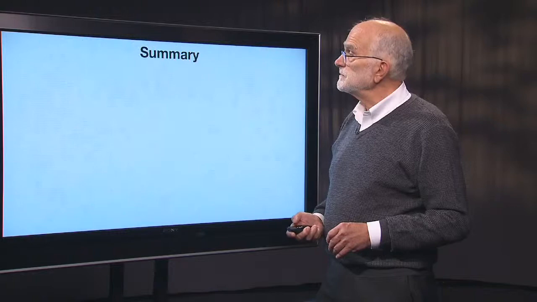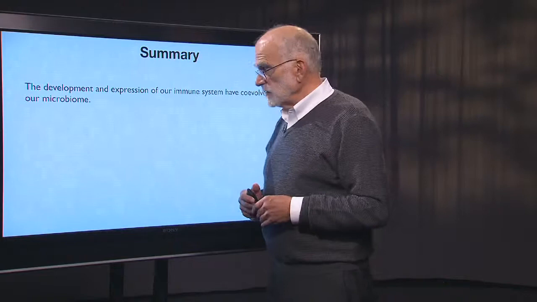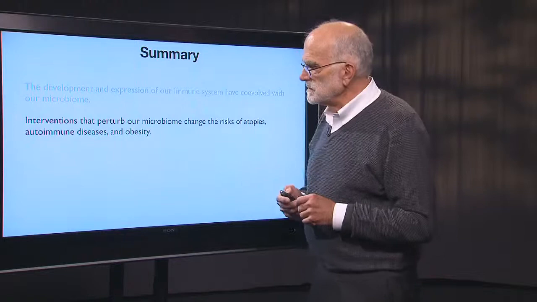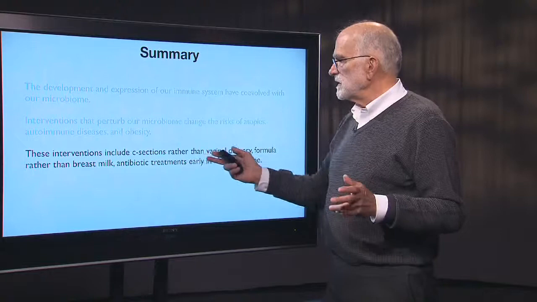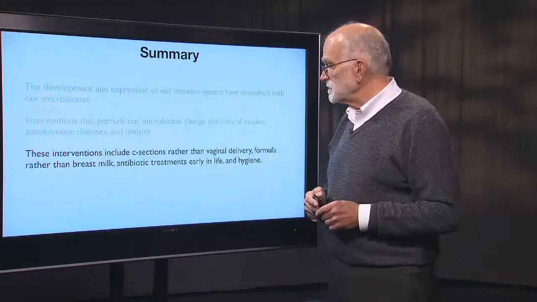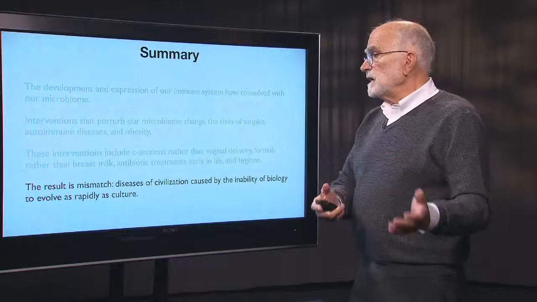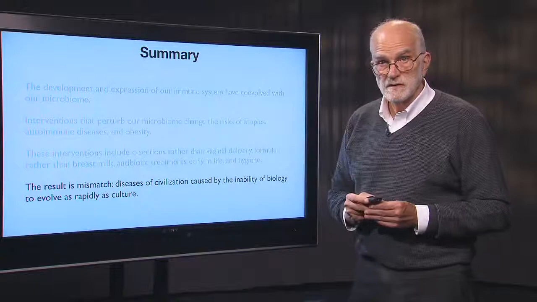So to summarize, the development and expression of our immune system have co-evolved with our microbiome. Interventions that perturb our microbiome change the risk of atopies, autoimmune disease, and obesity. These interventions include C-sections rather than vaginal delivery, formula rather than breast milk, and antibiotic treatments early in life, and then other forms of hygiene. The result is a mismatch. We have an altered microbiome, it's not the one we evolved with, and that produces a disease of civilization that's caused by the inability of biology to evolve as rapidly as culture can change.